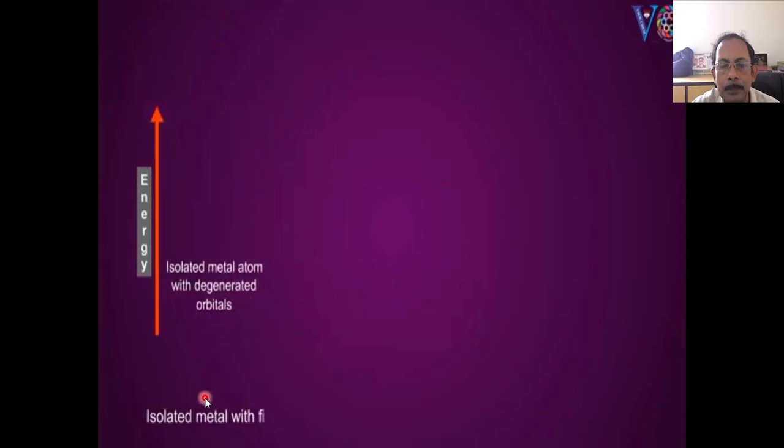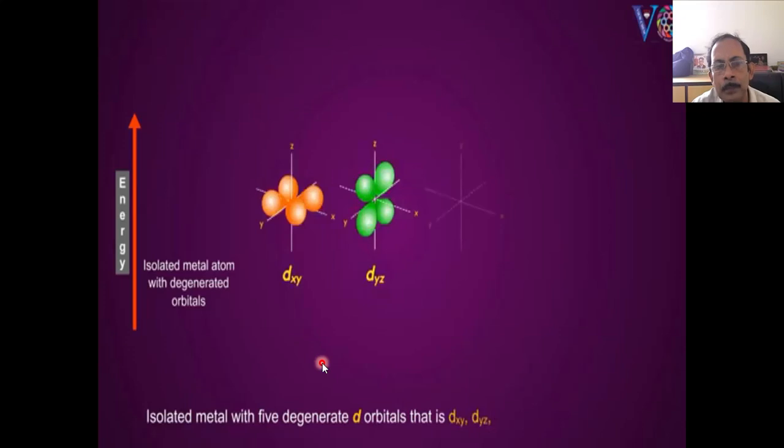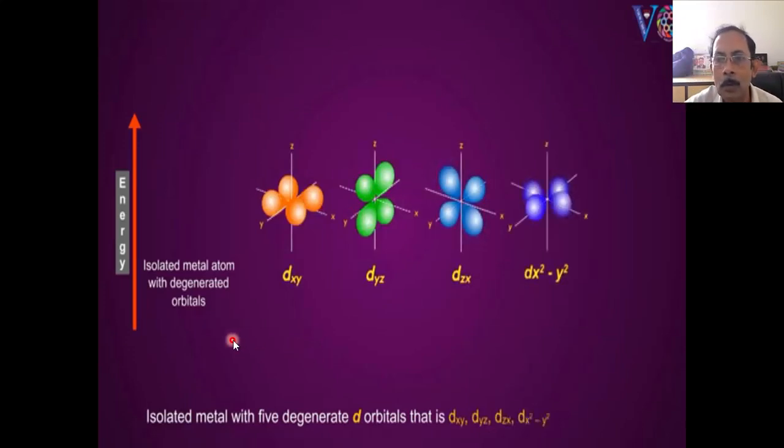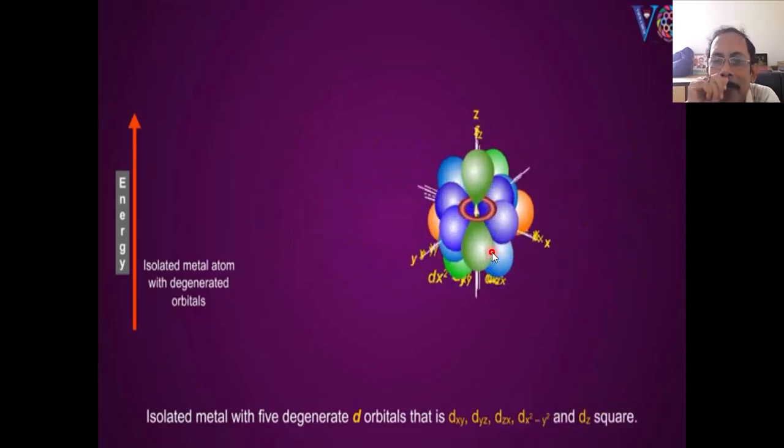Isolated metal with 5 degenerate d orbitals, that is dxy, dyz, dzx, dx square minus y square, and dz squared. You can find how these 5 d orbitals are getting split up.